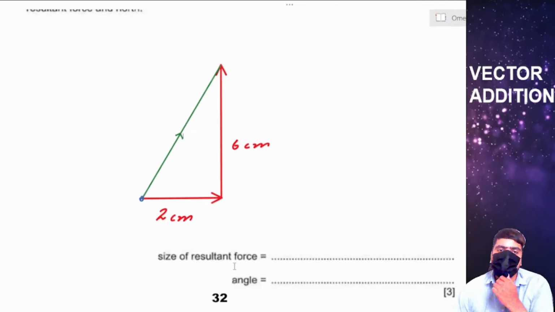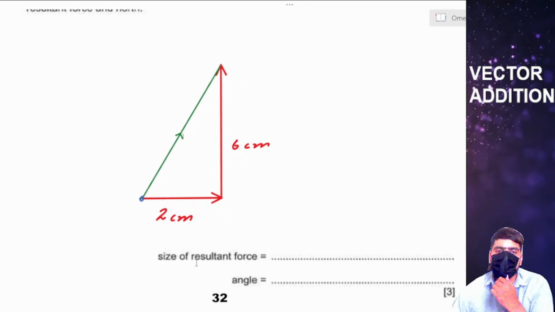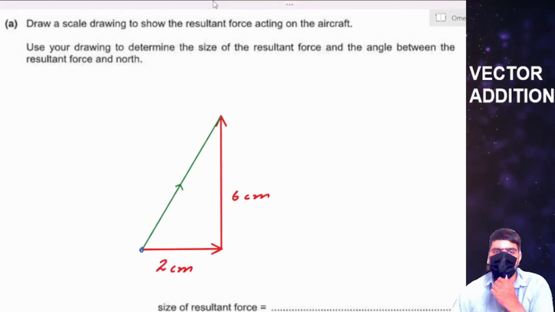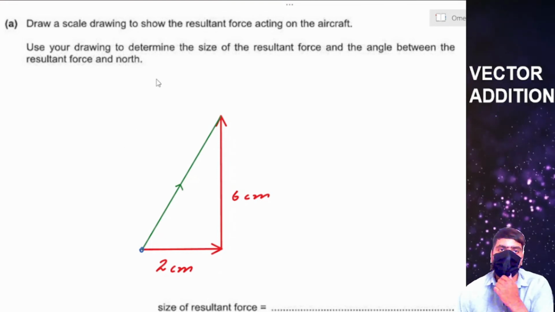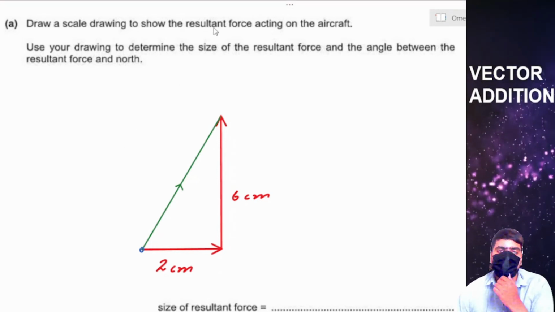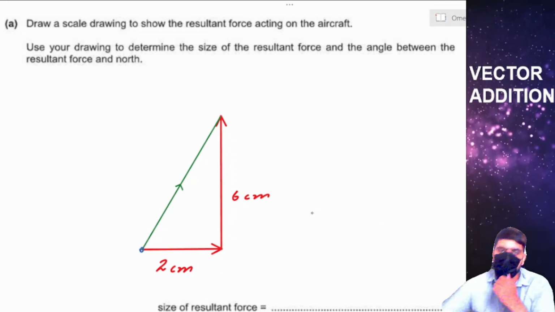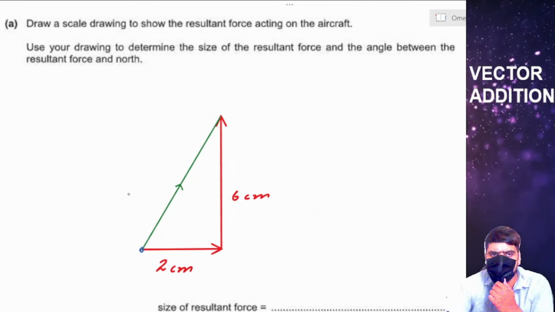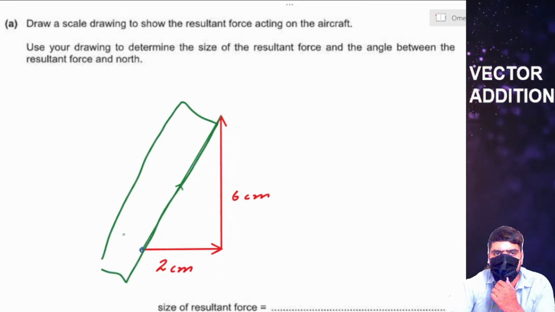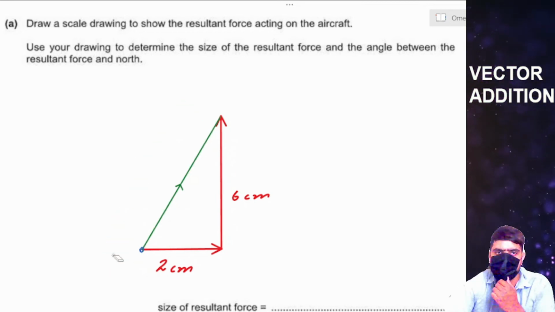Now, the size of the resultant force. I need to find the value of the resultant force. The first thing is you measure the length of the green line. The green line is representing your resultant force. How do you do that? Just place the ruler along this green line and measure how many centimeters it is.